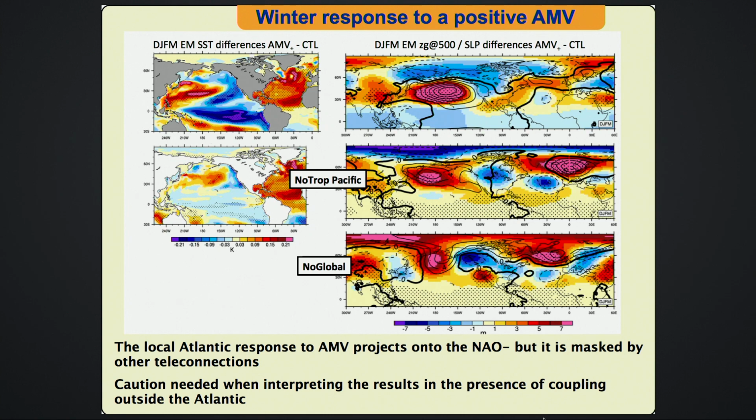And if we now restore the global ocean, so having basically like an EMIP run, we find again this negative NAO response. So in other words, we think this AMV does lead to a negative NAO in winter, but it is masked by other teleconnection from the Pacific. And this is important to keep in mind if we propose a coupled framework for this experiment, that the interpretation of the results needs to be cautious, keeping in mind that other teleconnections can mask local direct responses.